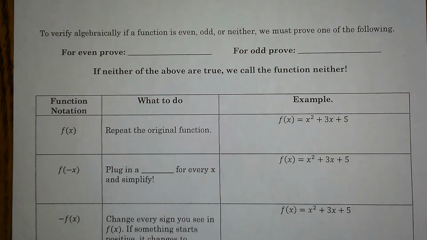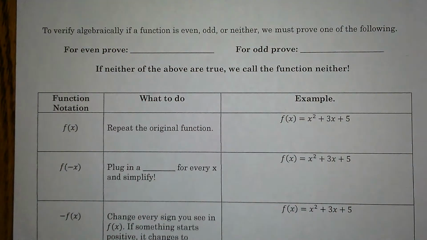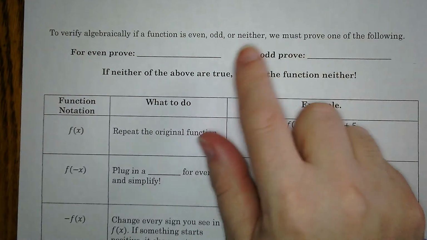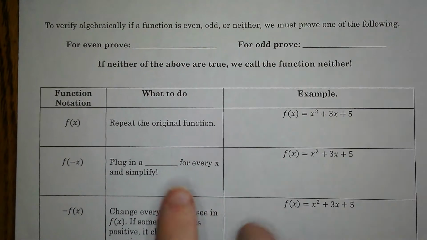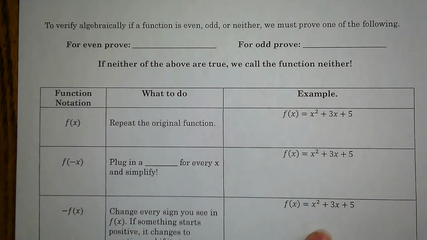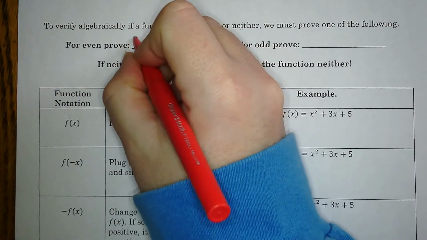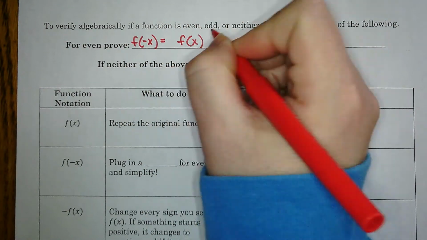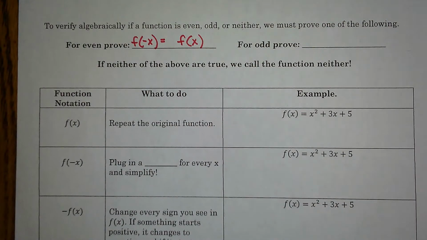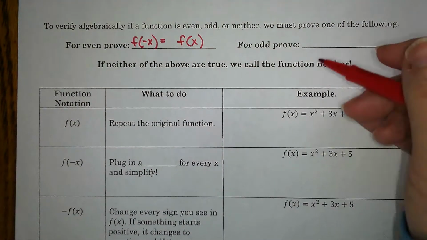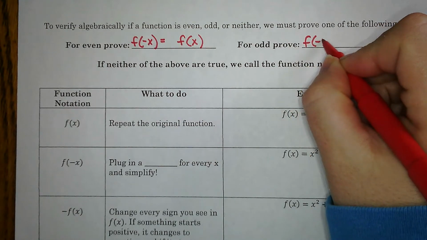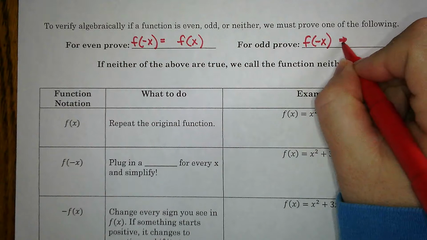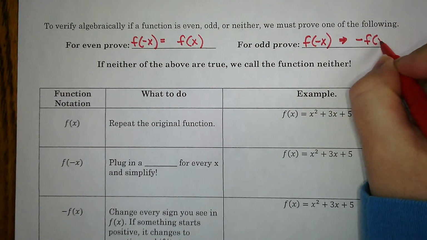All right, second page, we want to verify algebraically if it's even, odd, or neither. Basically, we have to do a little algebra proof. This gives you the directions of what to do and an example of whether it's going to be this or that. Things to keep in mind: if it's even, you have to prove that when you plug negative x in, you get the regular function back, the same thing that you started with originally. If it's odd, you put the negative x in, and what should happen is your entire function should change sign values.